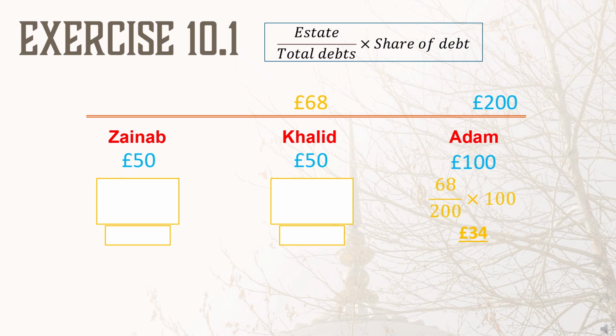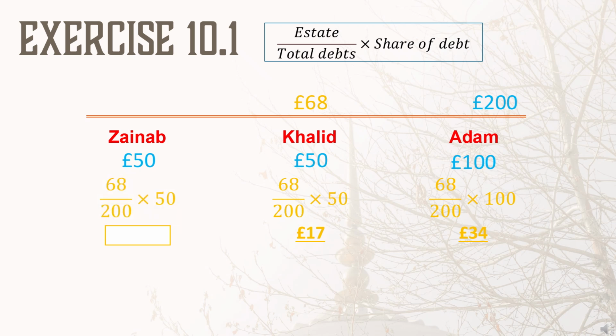For Khalid, we do £68 divided by the £200 multiplied by Khalid's £50, which gives you £17. Now the debt owed to Khalid is a quarter of the total debt, therefore he gets a quarter of £68, which is £17. And Zainab's is exactly the same: £68, the estate, divided by the total debts £200, multiplied by 50, and it gives you £17. So when you add up 17 plus 17 plus 34, that gives you the £68.